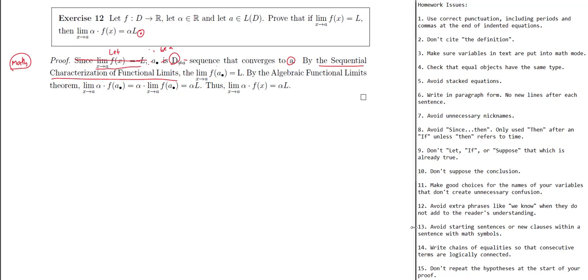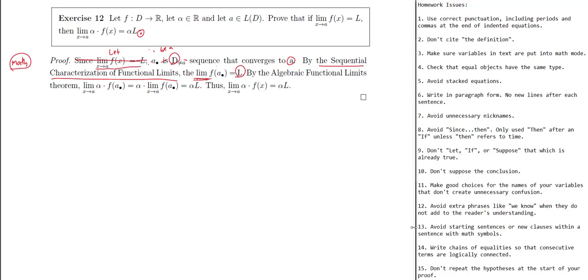By the sequential characterization of functional limits, the limit as x goes to a of f of a_n equals L. Again, that needs to go into math mode. Okay, fine, so we do know that. Except now this limit doesn't make sense as we've written it. There's no x anymore, there's just this a_n. So we would just not have this down here.